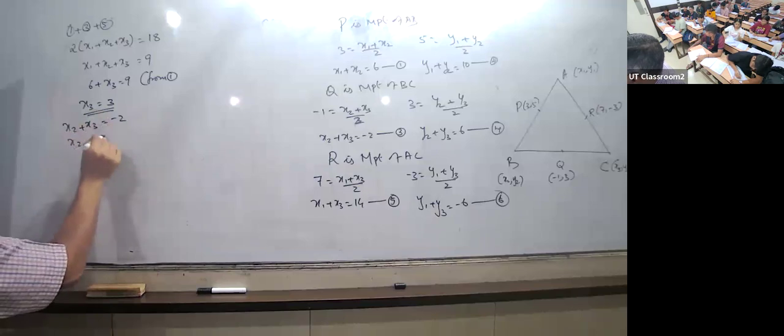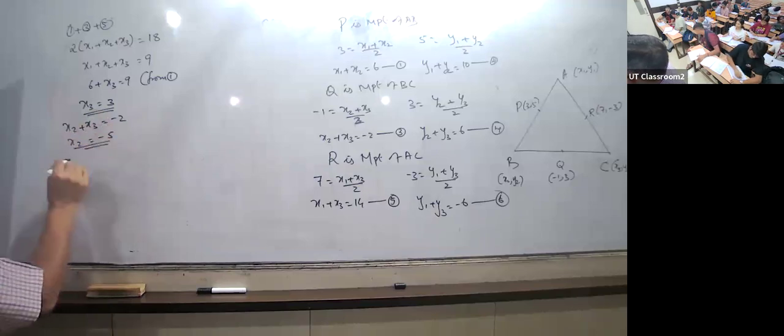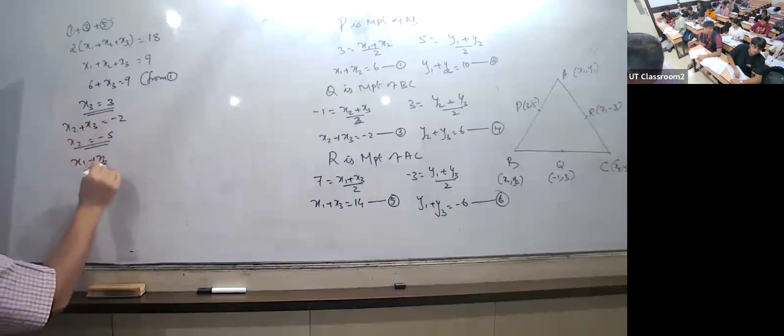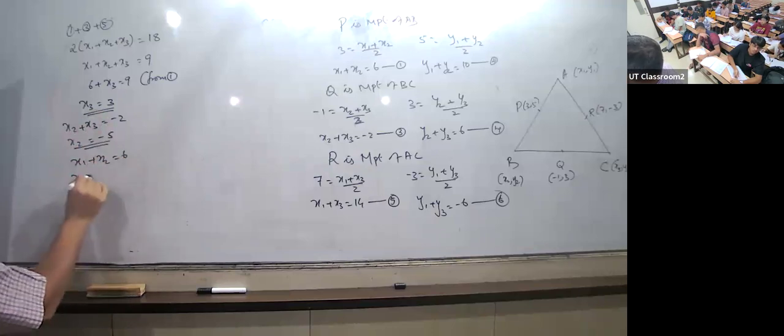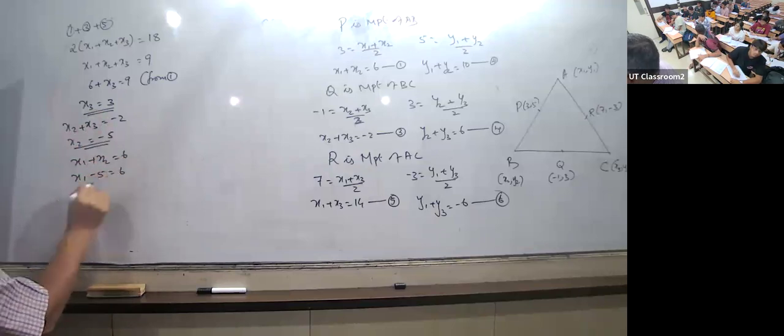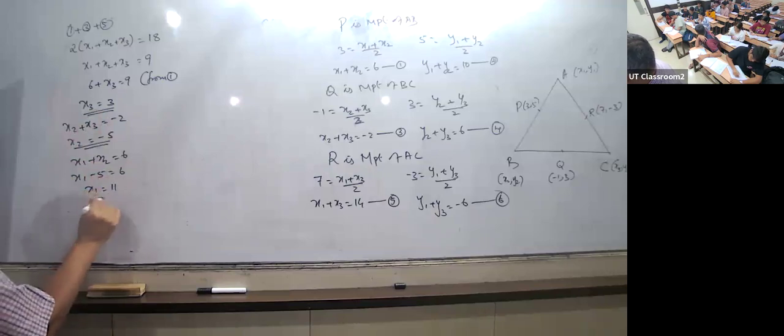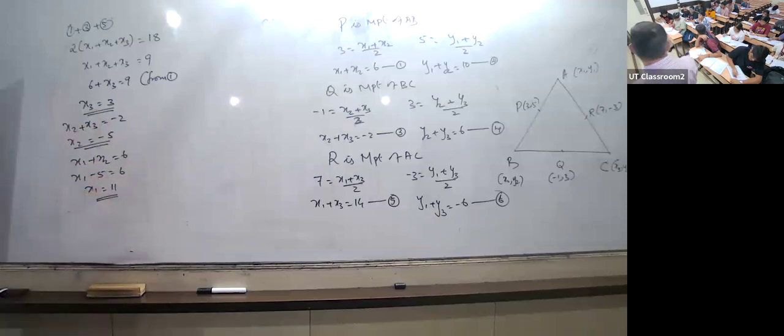That is, x2 is equal to minus 5. x1 plus x2 is 6, so x1 minus 5 is equal to 6. x1 is equal to 11. You got all the coordinates of x1, x2 and x3.